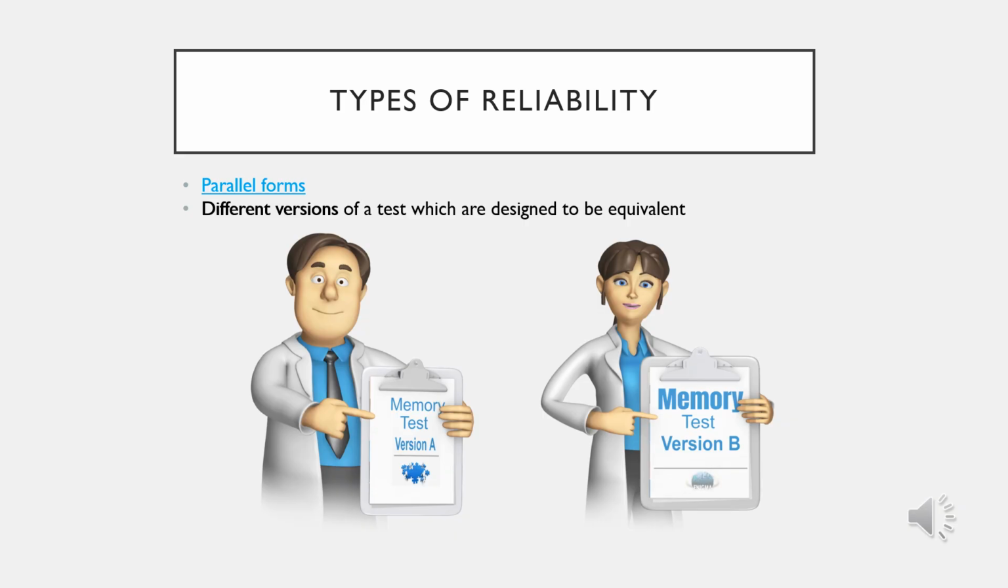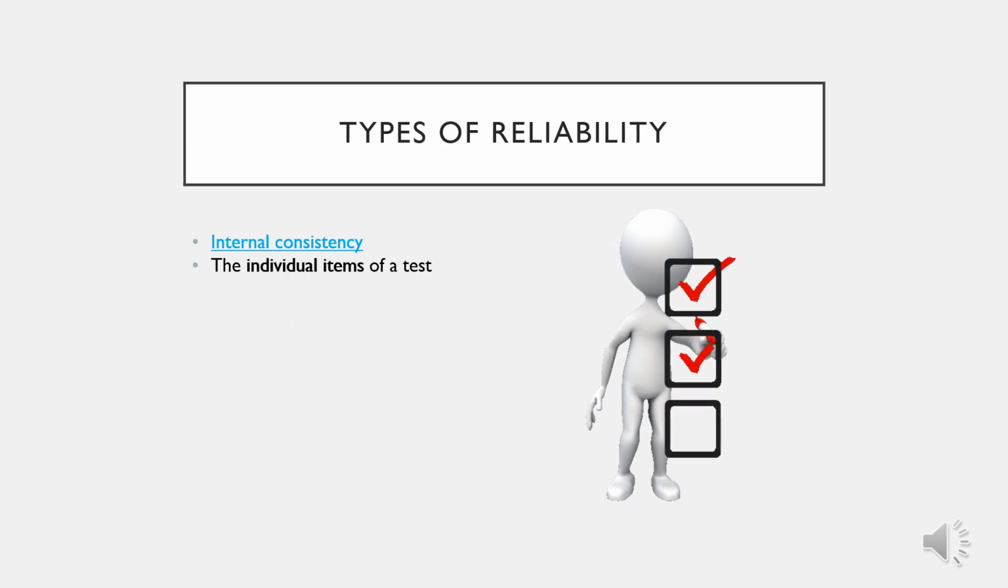A third type of reliability is the parallel forms reliability. This is where different versions of a test, which are designed to be equivalent, come up with similar test results. The final type of reliability is internal consistency. This looks at the different items within a test and makes sure that all of them are testing the same thing.